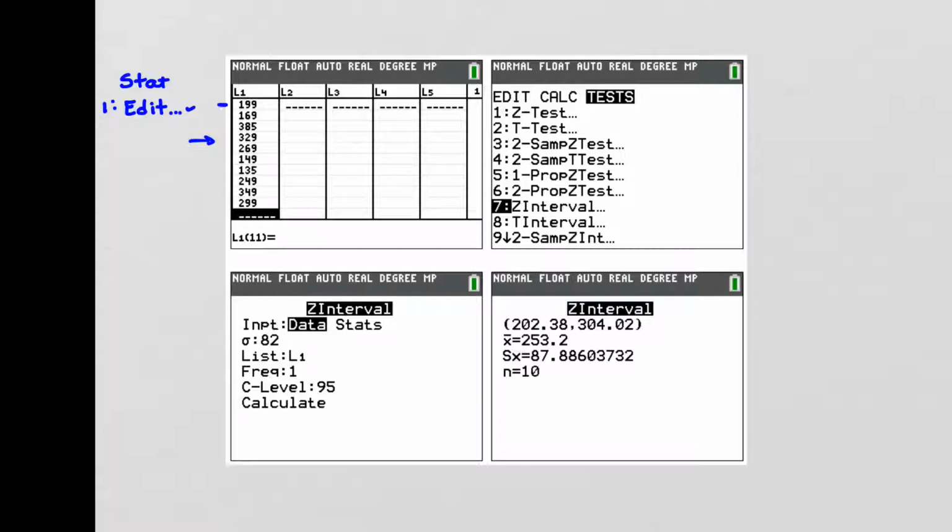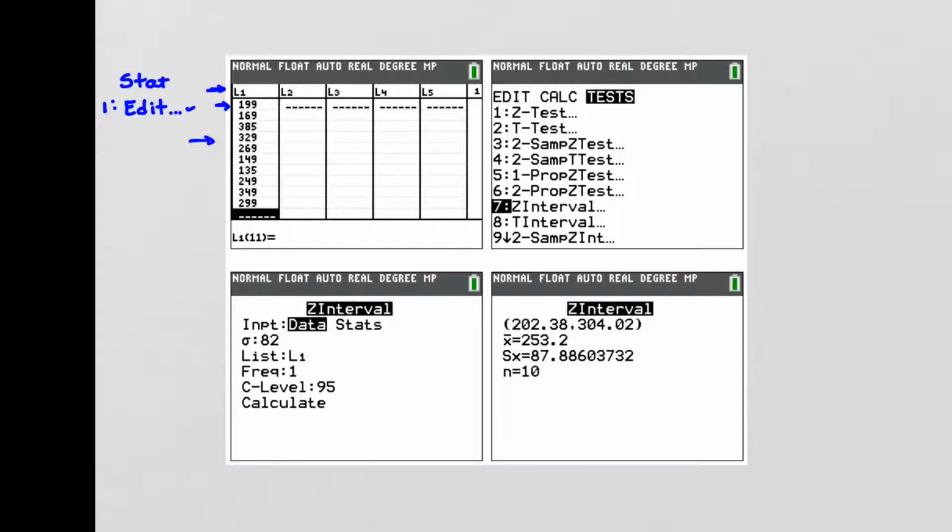Make sure that your first data value is in the first slot here. Sometimes you already have data in. Make sure you go up to the tippy top and clear the list before you start typing in data, because that can mess you up and then you have no idea why you're not getting the right answer. It's because there's a whole bunch of data there.